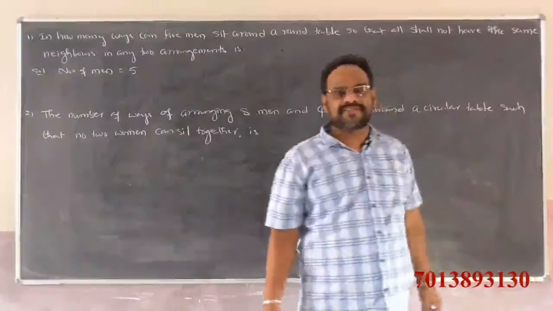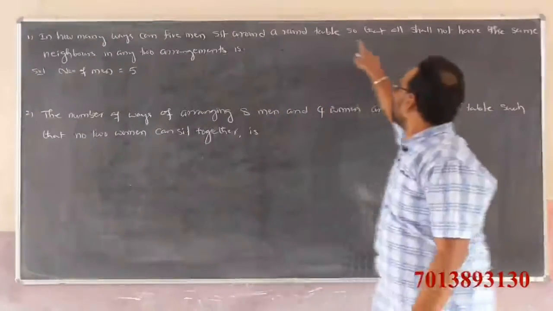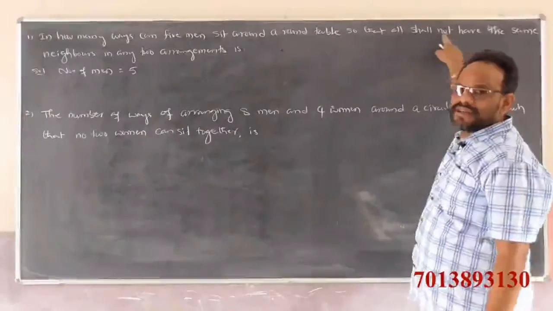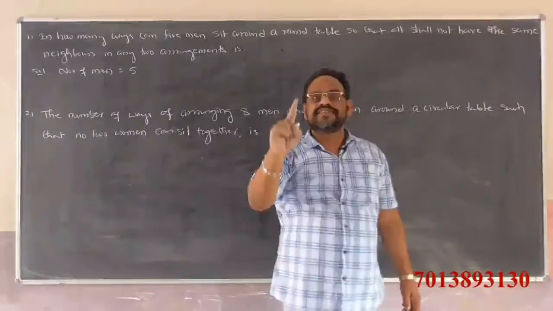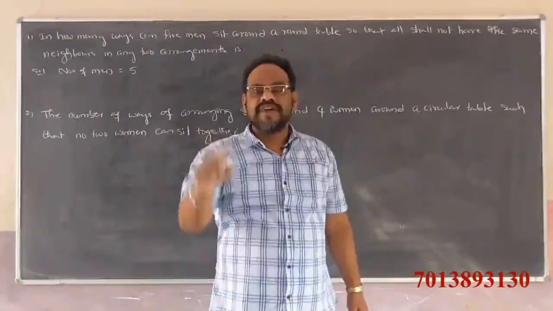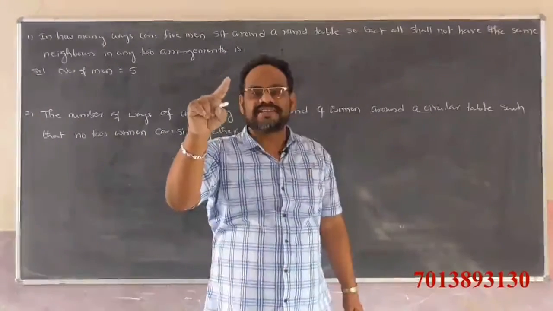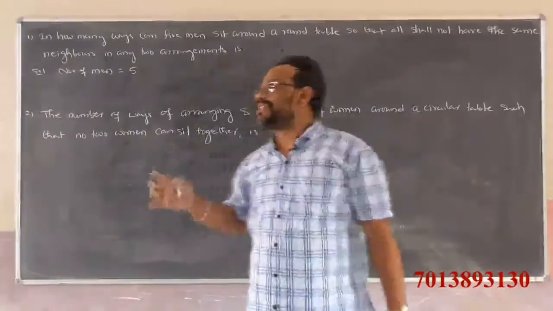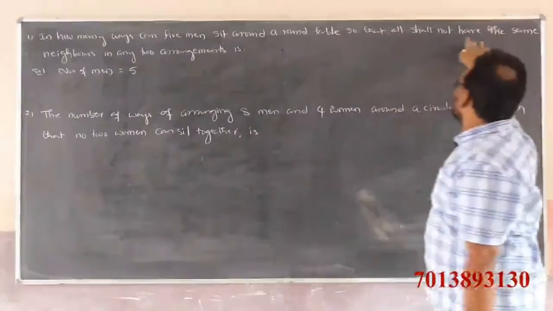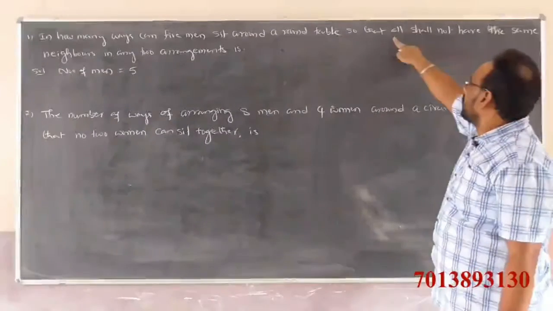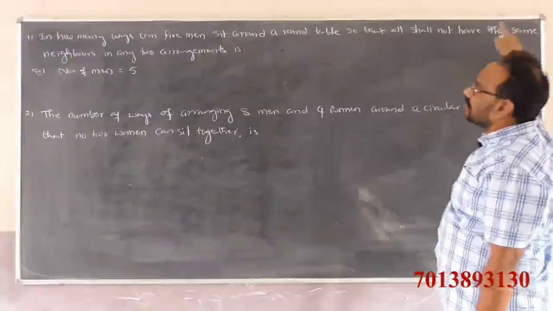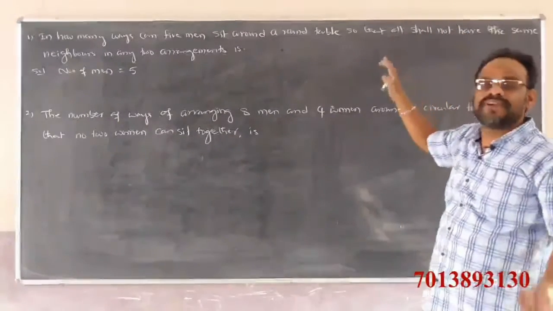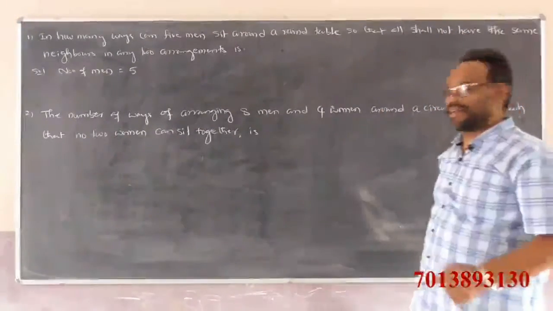So that all shall not have the same neighbors. That means here we consider only a single direction. If you take both directions, clockwise and anti-clockwise, they give the same neighbors. So here they say all shall not have the same neighbors, which means we consider only one direction.